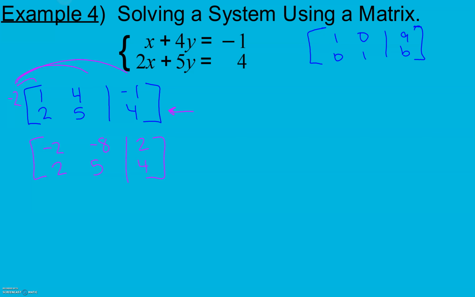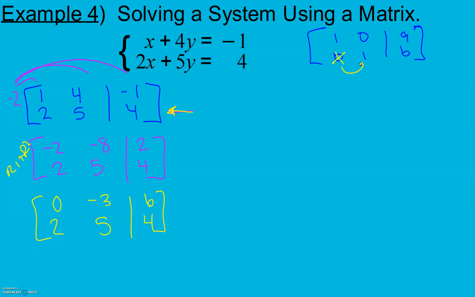Now, I have opposites, so I can go ahead and add these two rows up. Row 1 plus row 2. It's going to give me 0, -3, 6. And I'm going to put another row in there. Doesn't matter which one, I'm going to pick the bottom one here. 2, 5, 4. I found a 0.